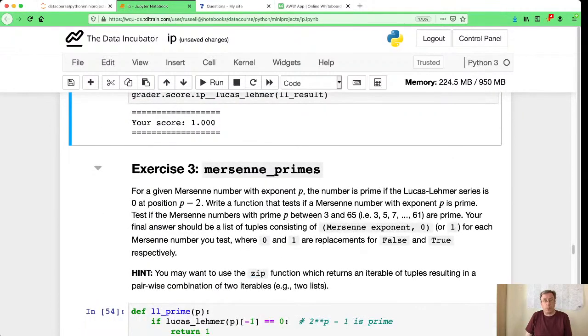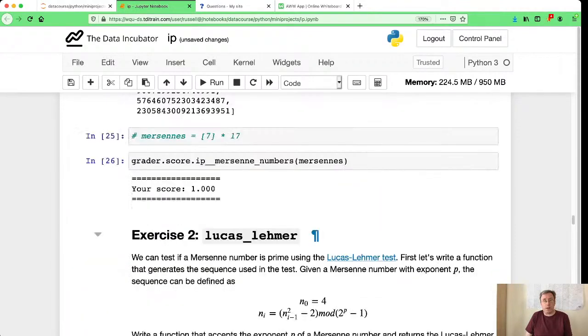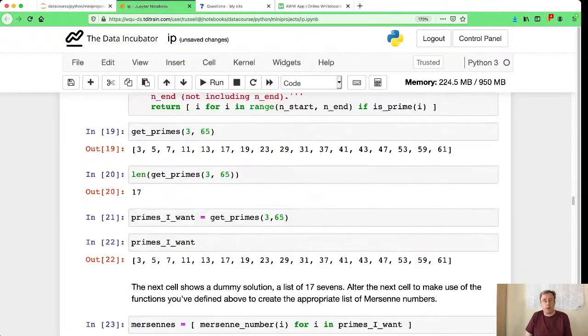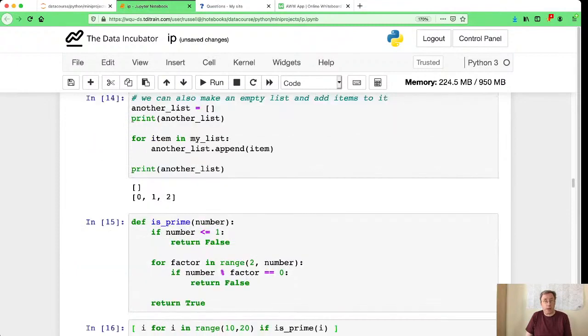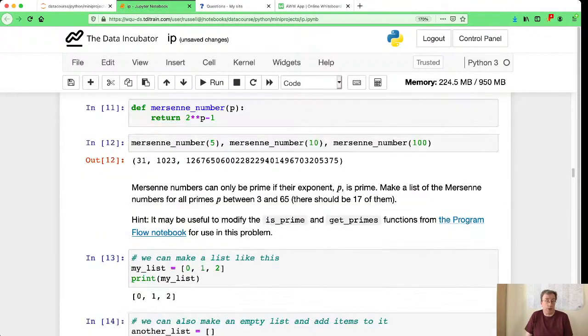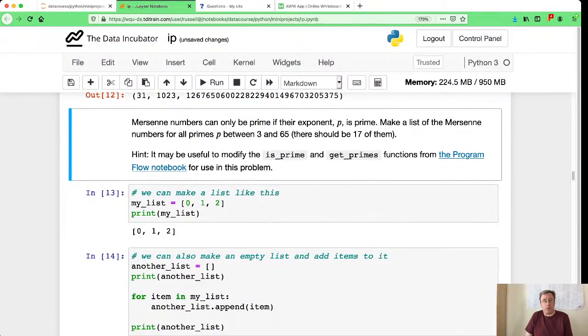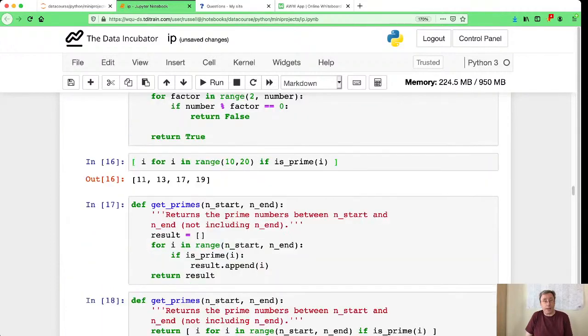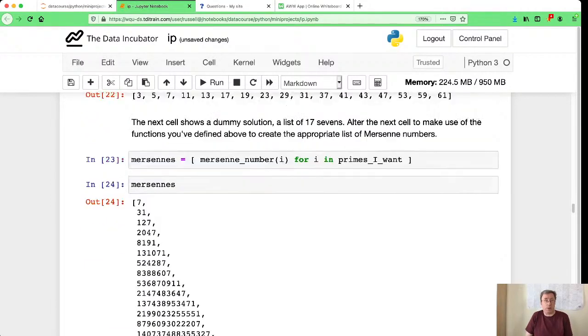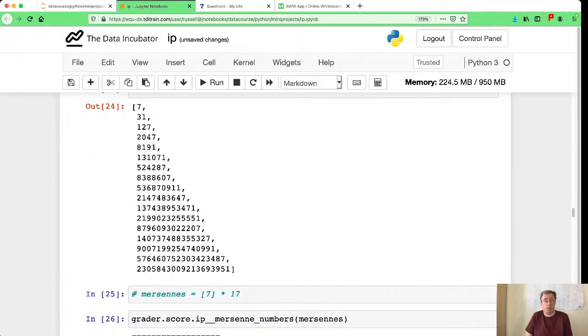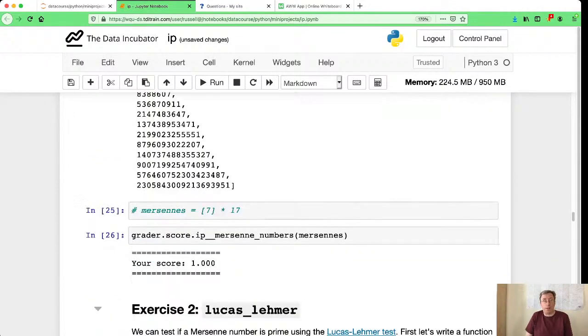So we've talked about Mersenne numbers, right? Mersenne numbers are 2 to the power p minus 1 for some number p, not necessarily prime, but Mersenne numbers can only be prime if their exponent p is a prime. Remember, not every Mersenne number is a prime number, even if the exponent is a prime number. They're only candidates.